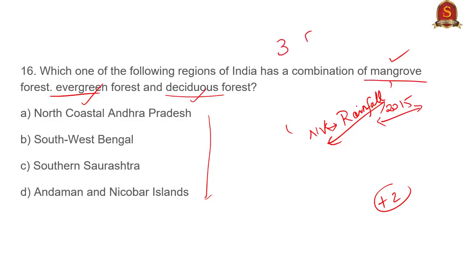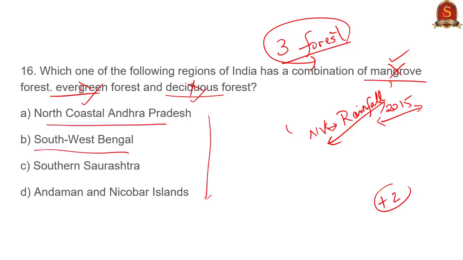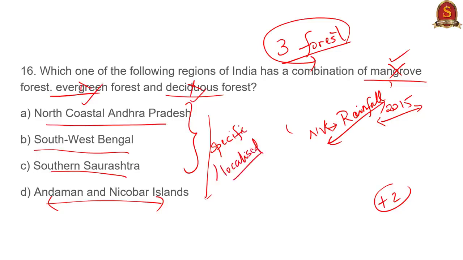The logic is simple. See, you're talking about 3 forest types. Forget mangrove, evergreen, deciduous, the names are not required. You're talking about 3 different forest types, which means they will have 3 different climatic regions. That's all you need to remember. Look at the options here: North Coastal Andhra Pradesh, Southwest Bengal, Southern Saurashtra, Andaman and Nicobar Islands. I think you've already found the similarity between the first 3. Now you might say all the 3 options are coastal areas. The logic is not that. All these 3 options, if you see, are extremely specific, extremely localized regions.